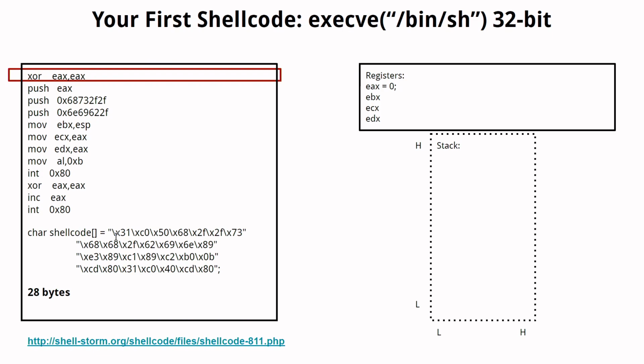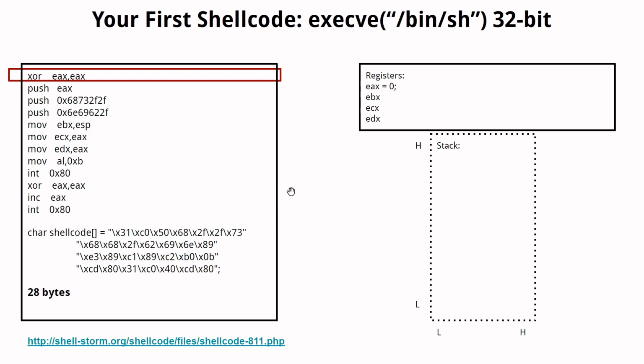Here we have the animation. On the left-hand side, we have the instructions. So this is the assembly or disassembly. This is just the bytes. The raw bytes will look like this. You can get the shellcode from this link. And this website actually has all kinds of shellcode for different purposes.